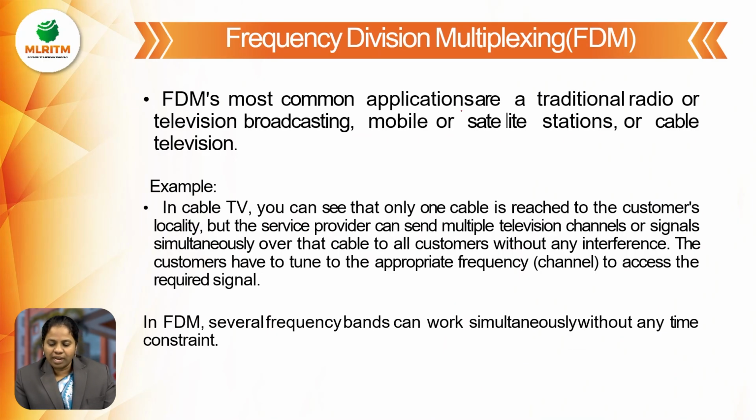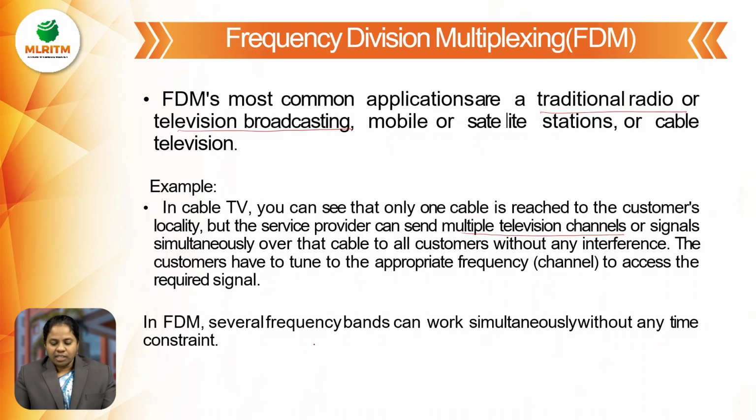FDM's most common applications are traditional radio or television broadcasting, mobile or satellite stations, and cable television. In cable TV, one cable reaches the customer's location, but the service provider can send multiple television channels simultaneously over that cable to all the customers without any interference. The customer has to tune to the appropriate frequency, that is the channel, to access the required signal.